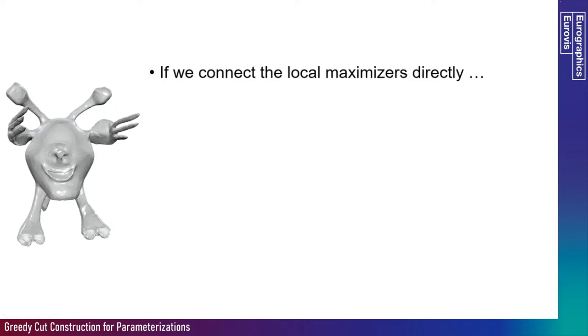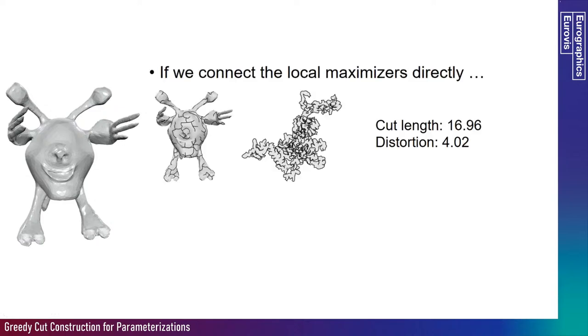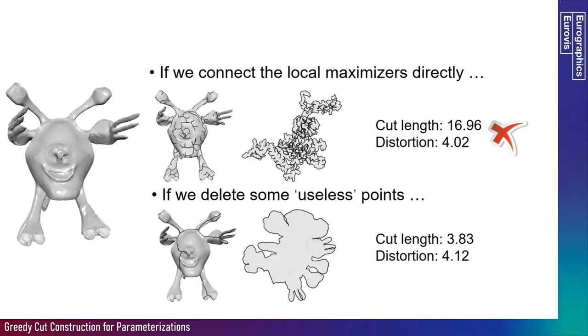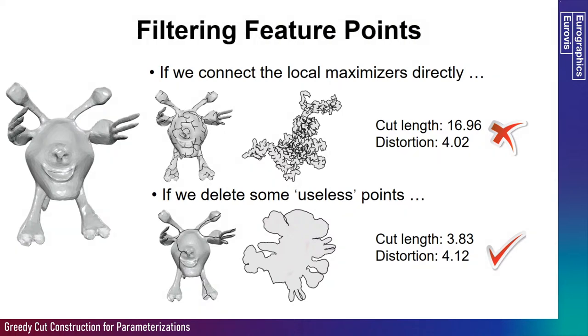If we connect them directly, the parameterization result will have a low distortion, but the cut will be very long. On the contrary, if we delete some useless points, we can get a result with a short cut and a low distortion at the same time. Therefore, we need to filter out some redundant feature points to shorten the cut length while keeping the distortion at a low level.